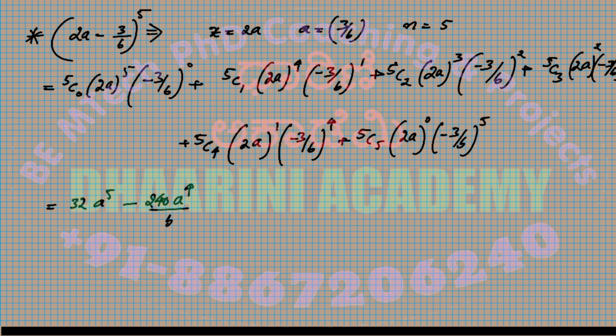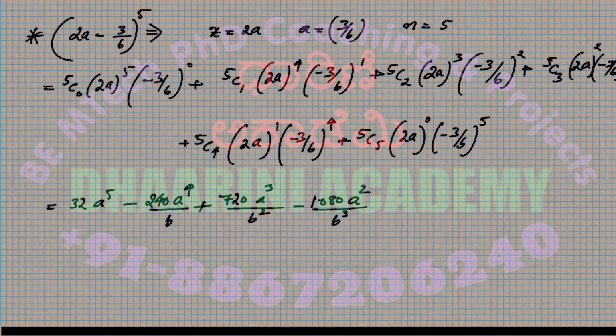All right, next number 5c2 into 2 cube into 3 squared. So that is plus 720 a cube divided by b squared. Next number, 5c3 into 2 squared into minus 3 cube. So this is minus 1080 a squared divided by b cube.